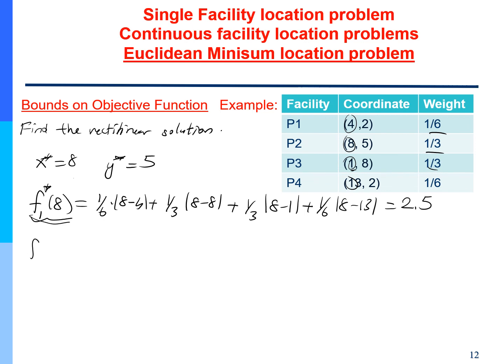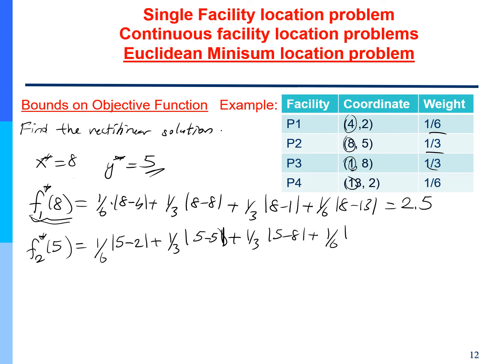What else? I need the objective function value corresponding to the optimal y coordinate. And how do I do it? Again, 1/6 times 5 minus 2, plus 1/3 of the absolute value of 5 minus 5, plus 1/3 times 5 minus 8, and plus 1/6 times 5 minus 2. And you will find 2 here.